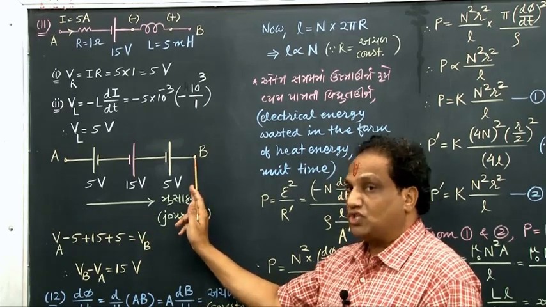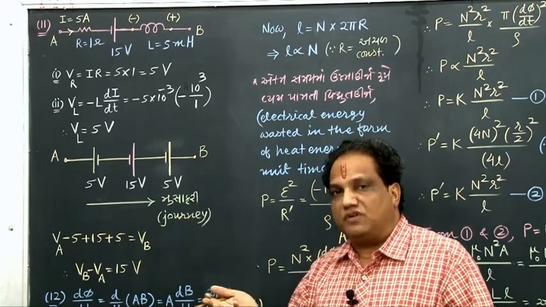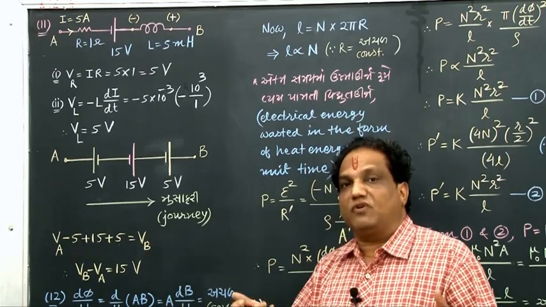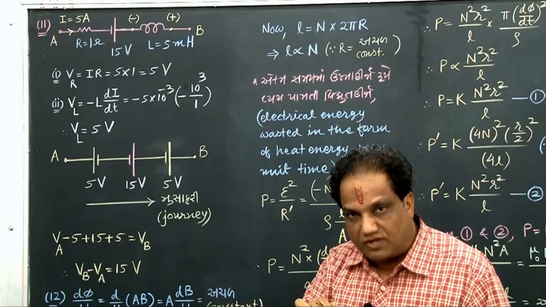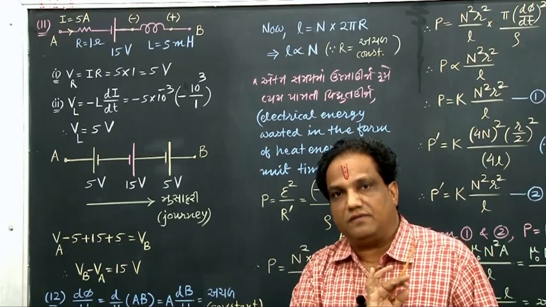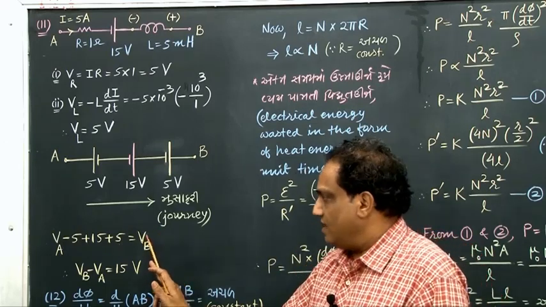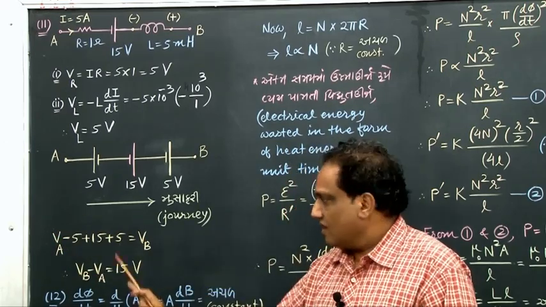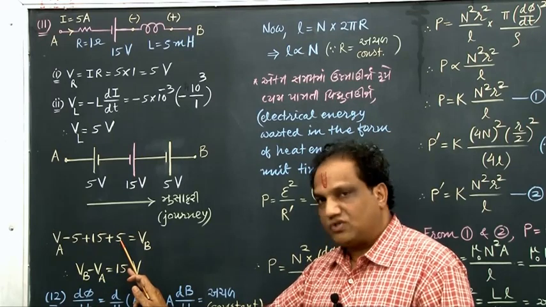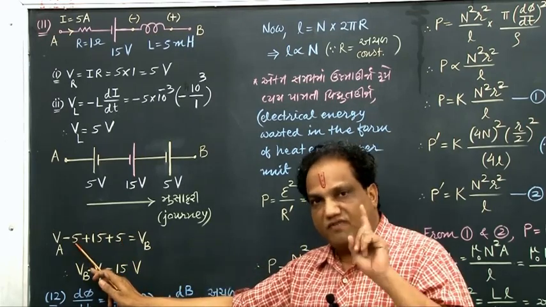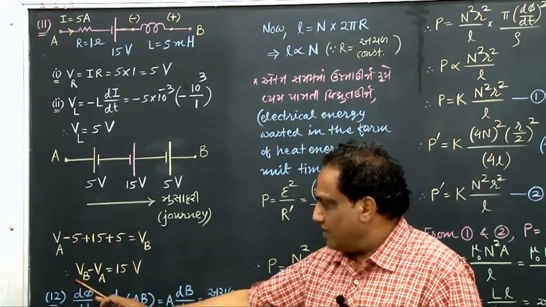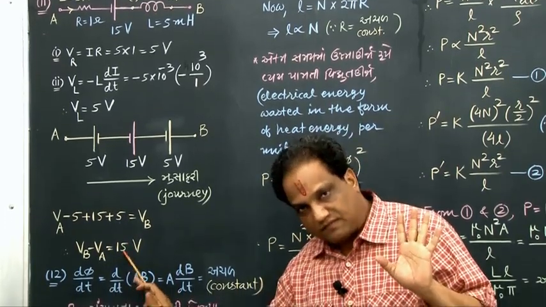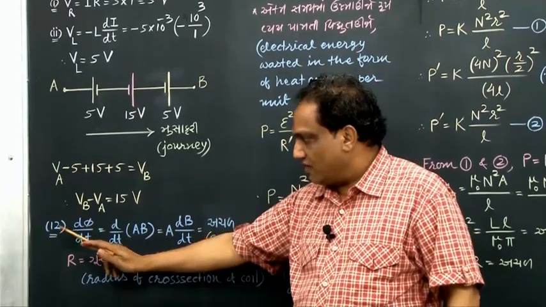Because you have reached point B where potential we don't know, let it be VB. Okay? But what is asked to us? Potential difference between points B and A. Correct? So let us find out VB minus VA. VB minus VA will be 15 plus 5, that is 20. 20 minus 5, that is 15 volt. So VB minus VA has come out to be plus 15 volt. Correct? Now read number 12.